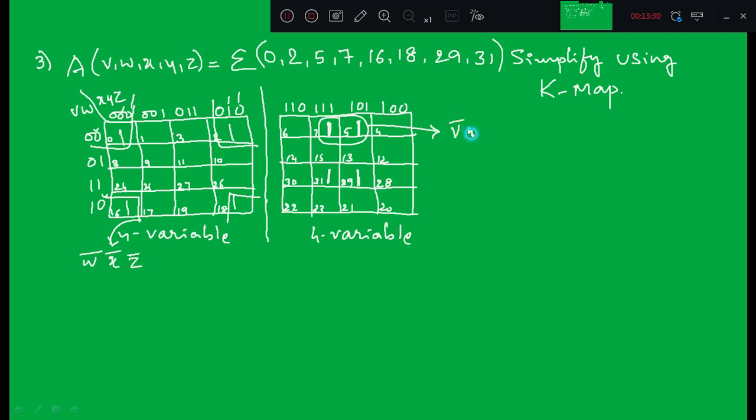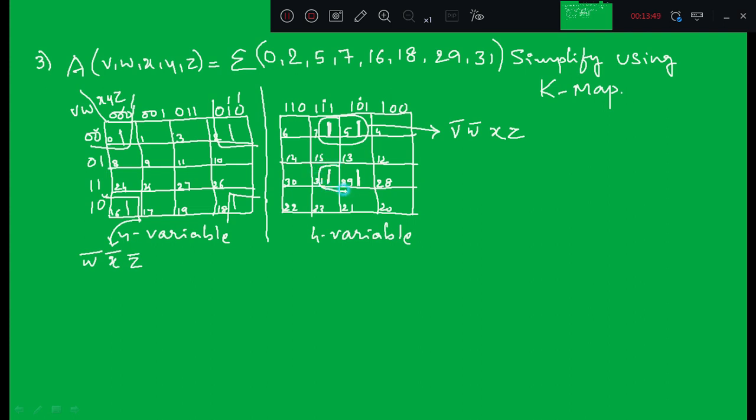V bar, W bar, then the middle bit is complement to each other, that is Y is complement to each other, so Y will not come into the term, right? So V bar, W bar, X and Z. This is the term for this grouping.